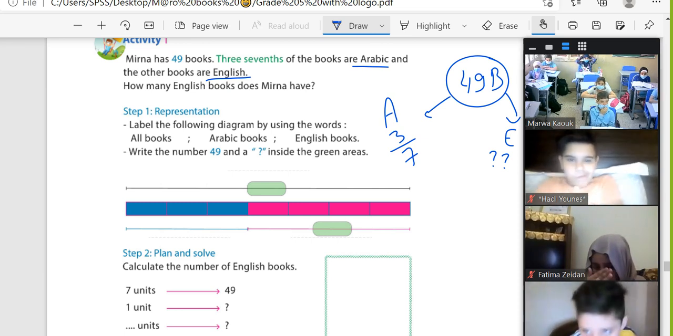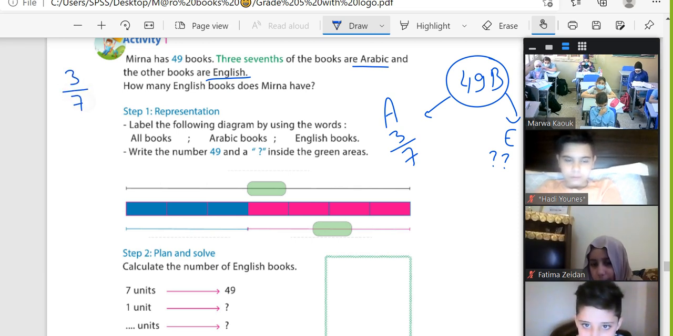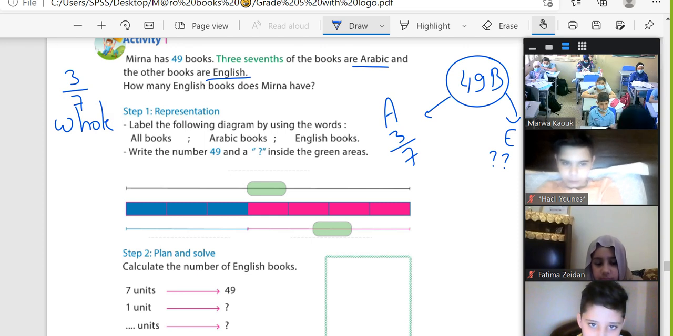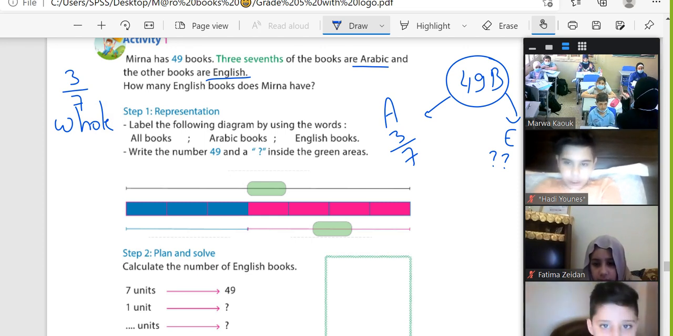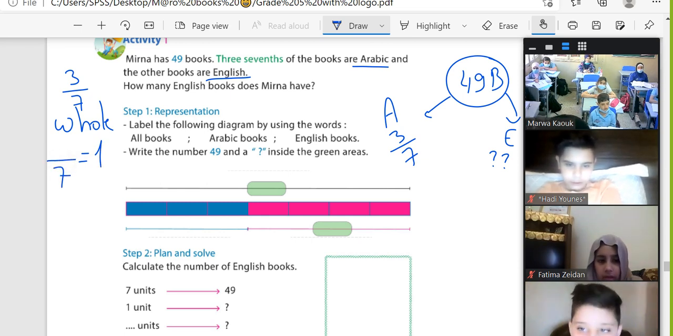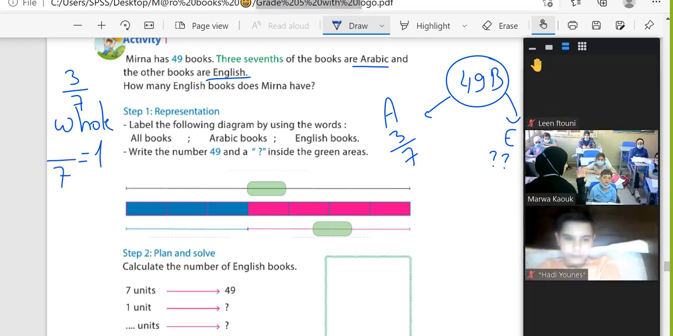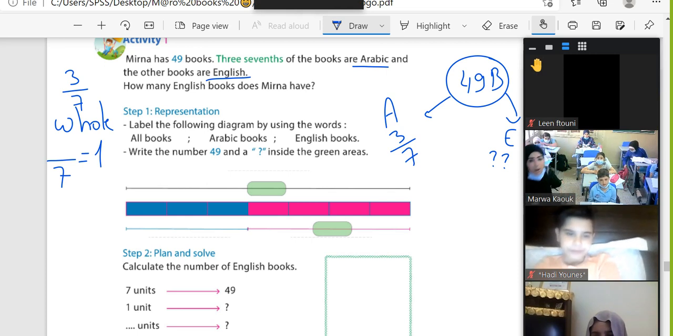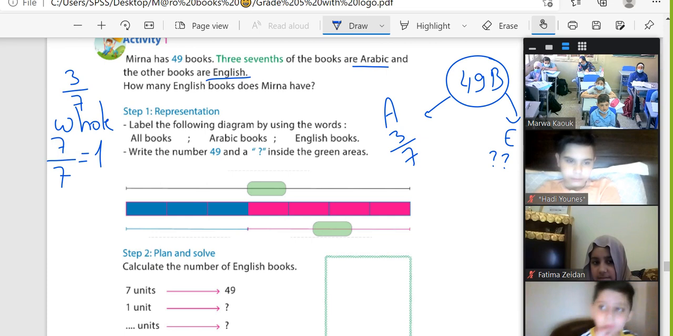The whole of the fraction, I have 3/7. What is the whole of 3/7? The word whole means the one, the fraction that is equal to 1, meaning the fraction equal to 1 and the denominator is 7. What is the fraction? 7/7. So the whole is 7/7.